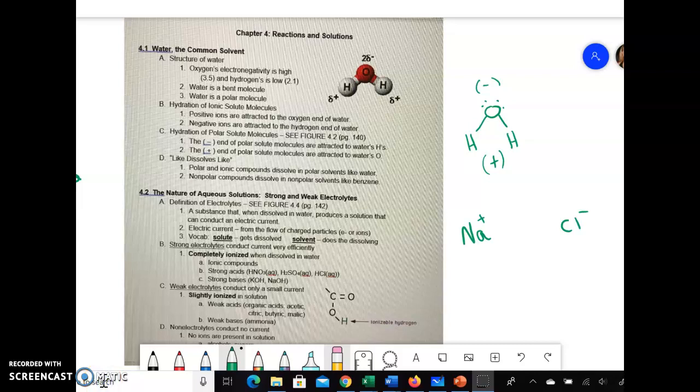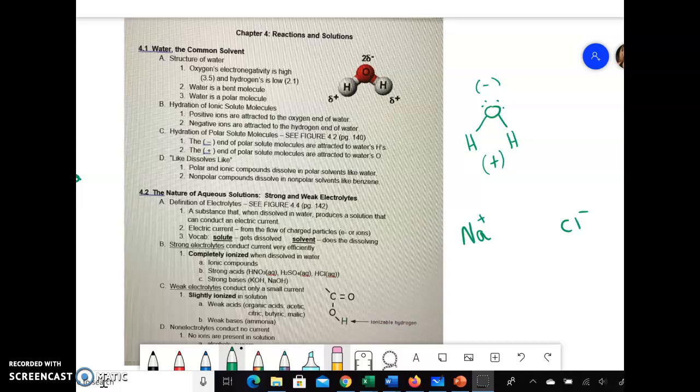Today we're going to start chapter 4, which is all about reactions and solutions. But before we can talk about how things dissolve, we have to talk about the structure of water because that is really important. Water is normally our solvent. It's not for everything, but it dissolves a lot of substances. It's called the universal solvent. And the reason for that is because of its polarity.